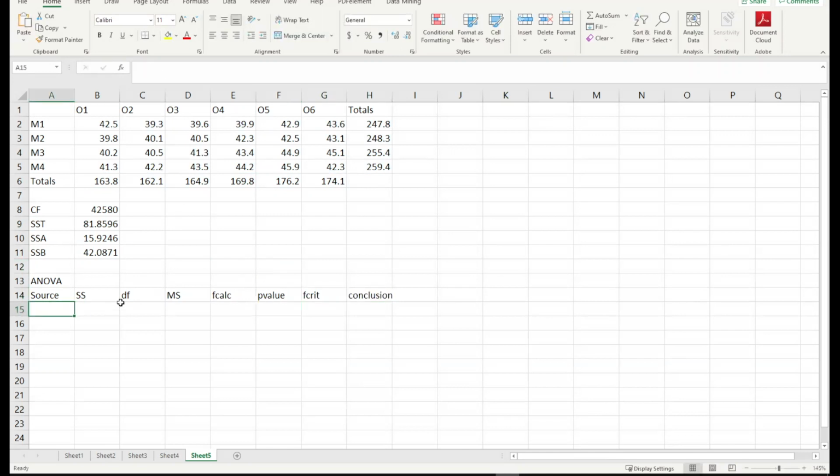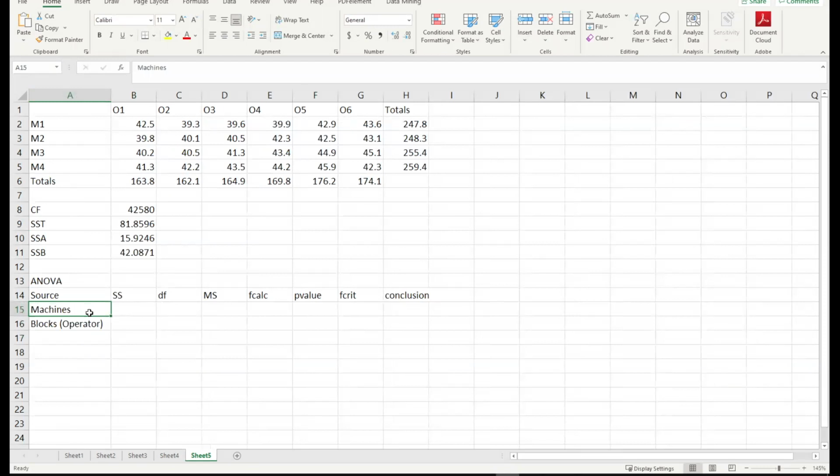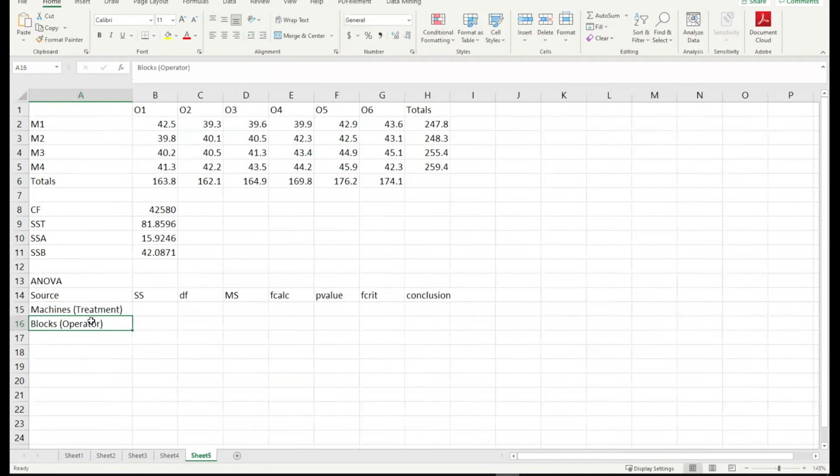Okay, so we do source first. Source is treatments, or para mas accurate, gawin natin machines na to, which is the treatments. Then we have our blocks, no? Blocks, which is operators. Kasi if I type operator here, baka you will think na operator is a factor. Para lang hindi siya confusing, gawin natin blocks lang siya, and we can do operator. Okay, pwede rin, another way of doing it is you do machines as the treatment, tapos operator, and you'll say na block siya. So it depends on you guys kung paano nyo siya gustong isulat. Then we have your error, then you have your total.